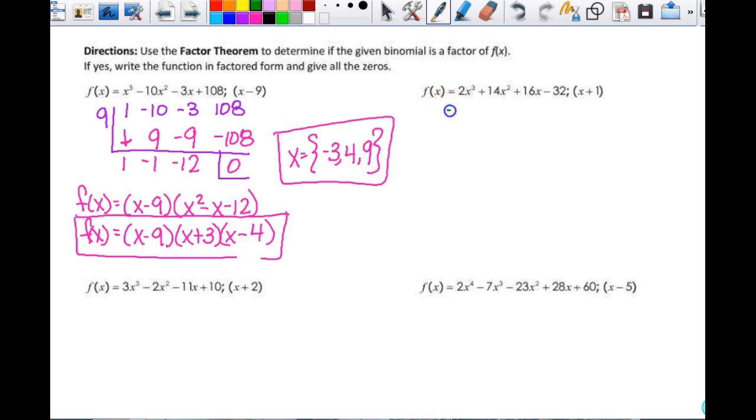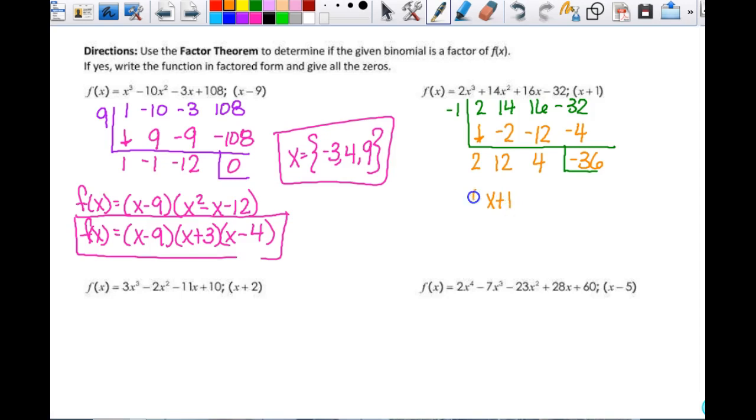All right, so I'm going to test this one. Negative 1, divide that into 2, 14, 16, negative 32. This is 2, negative 2, 12, negative 12, 4, negative 4, negative 36. This is not 0, so x plus 1 is not a factor.